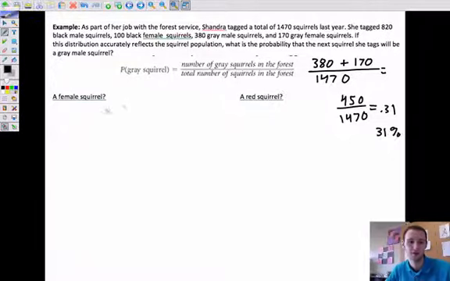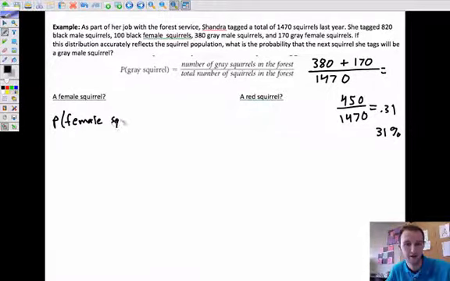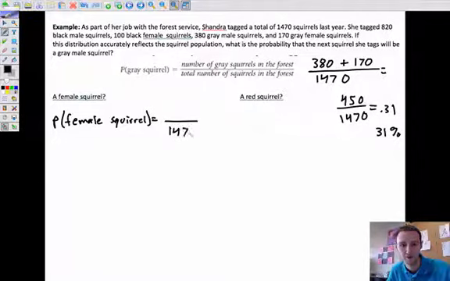Okay, so if we're looking for the probability of a female squirrel, I'm going to write the notation this way: P(female squirrel), and then we want the number of female squirrels over the total. So our total hasn't changed. That's still the 1470. And there are 100 female squirrels plus 170, so 270 total female squirrels. We find that as a decimal. That's about 0.18 or about 18%.